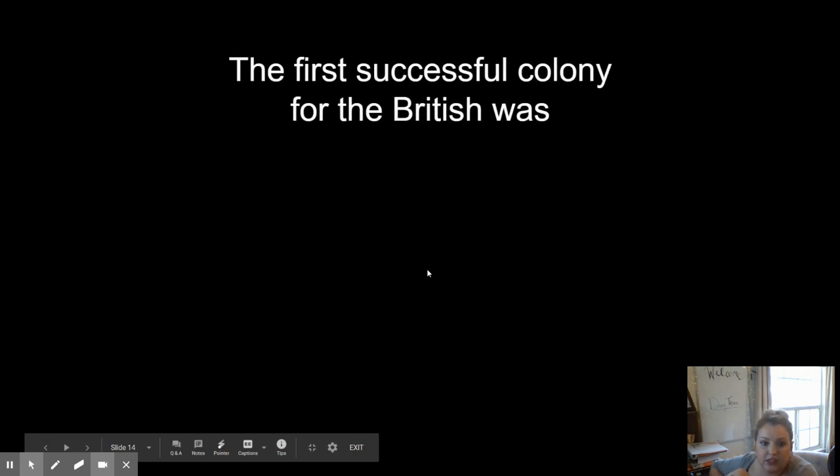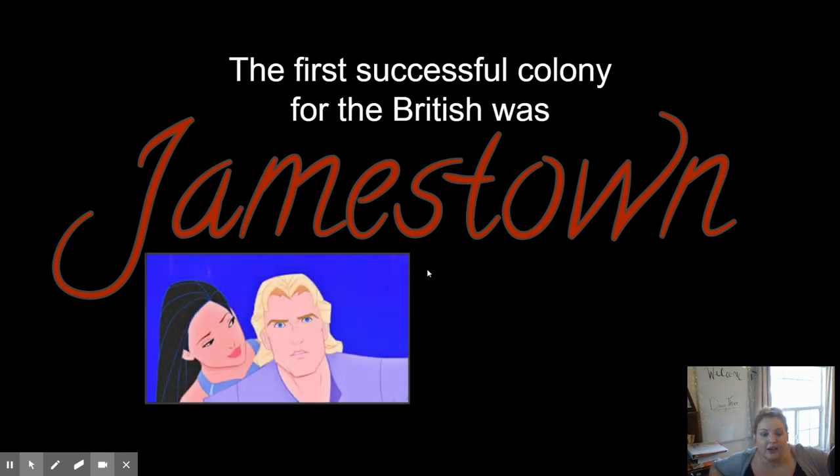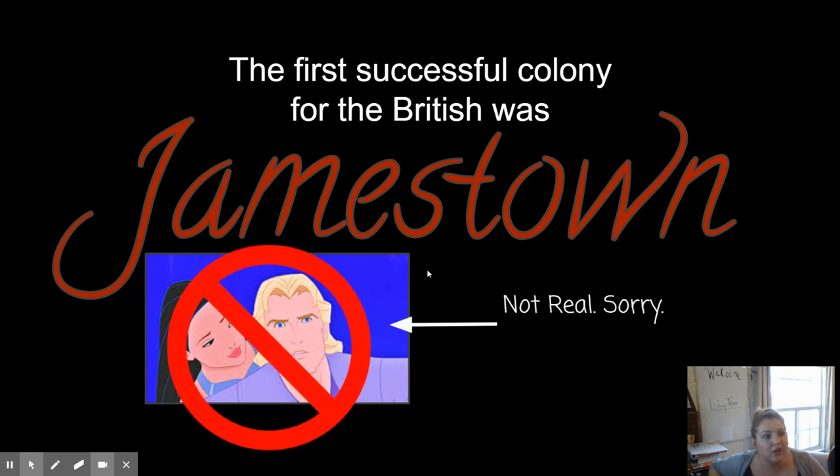Okay, so the first successful colony for the British is going to be at Jamestown. We're going to talk a little more about this another day. But in the Pocahontas movie, they depict the establishment of Jamestown. Unfortunately, I hate to break your heart, but the story of Pocahontas is not a real story. And in fact, the real story is kind of gross.